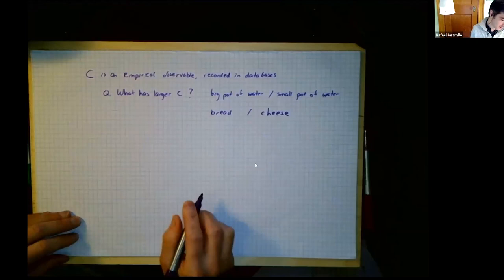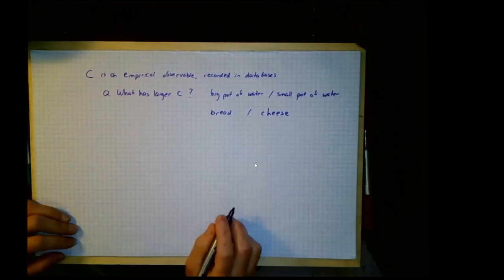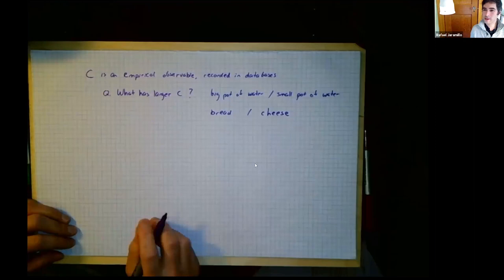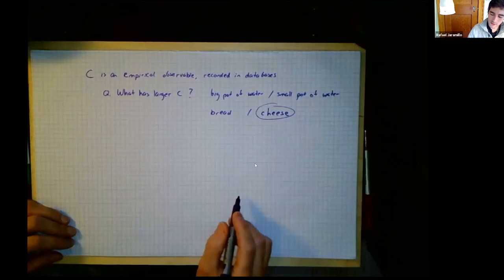Bread? Cheese, maybe? I think it's cheese. When you eat pizza, the bread is not the one that burns the top of your mouth. It's the cheese. It has a larger heat capacity. Okay, cheese has a larger heat capacity. And it has to do with, of course, the chemistry. A big pot of water has a larger heat capacity.